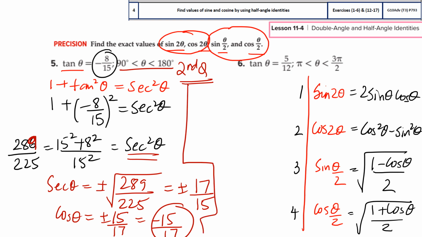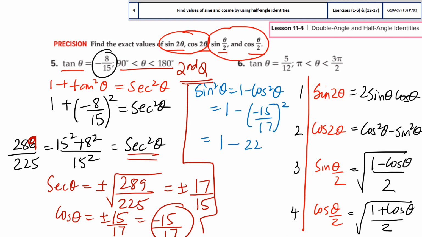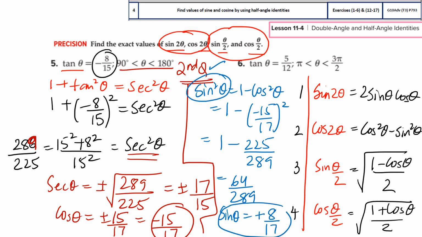Now I need to calculate my sine also. So sine square theta is 1 minus cos square theta. Plug in the values. Take square, simplify, LCM, and this will come out to be, on simplification, let's do this. When we subtract, it comes out 64 over 289, but this is the value of sine square. Which one do we want? We want sine theta, and in second quadrant sine theta is positive, so plus 8 over 17. Wonderful. We got cos theta, we got sine theta.